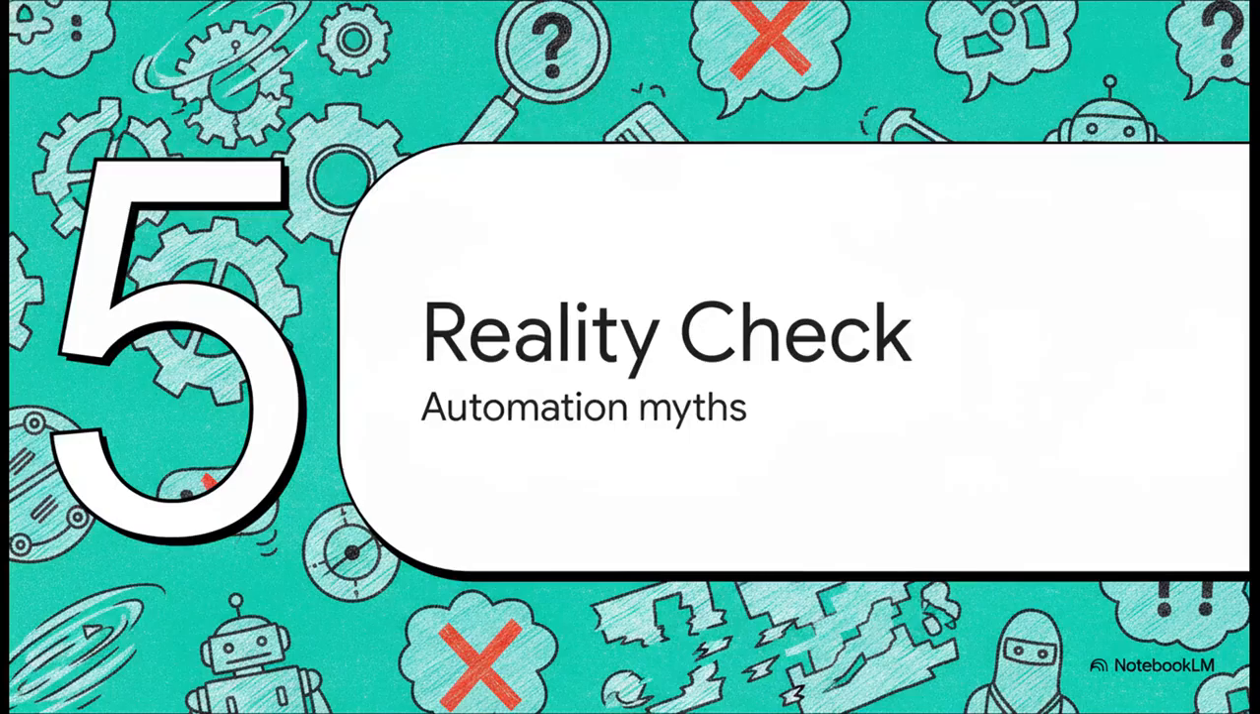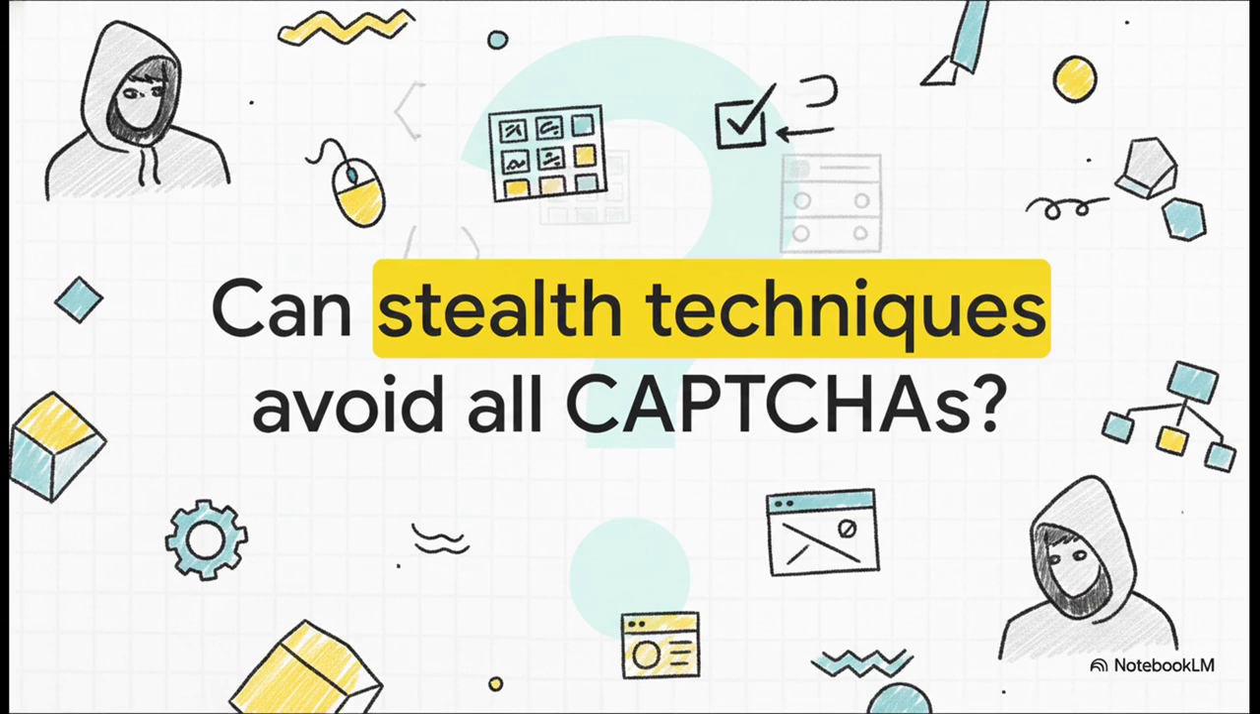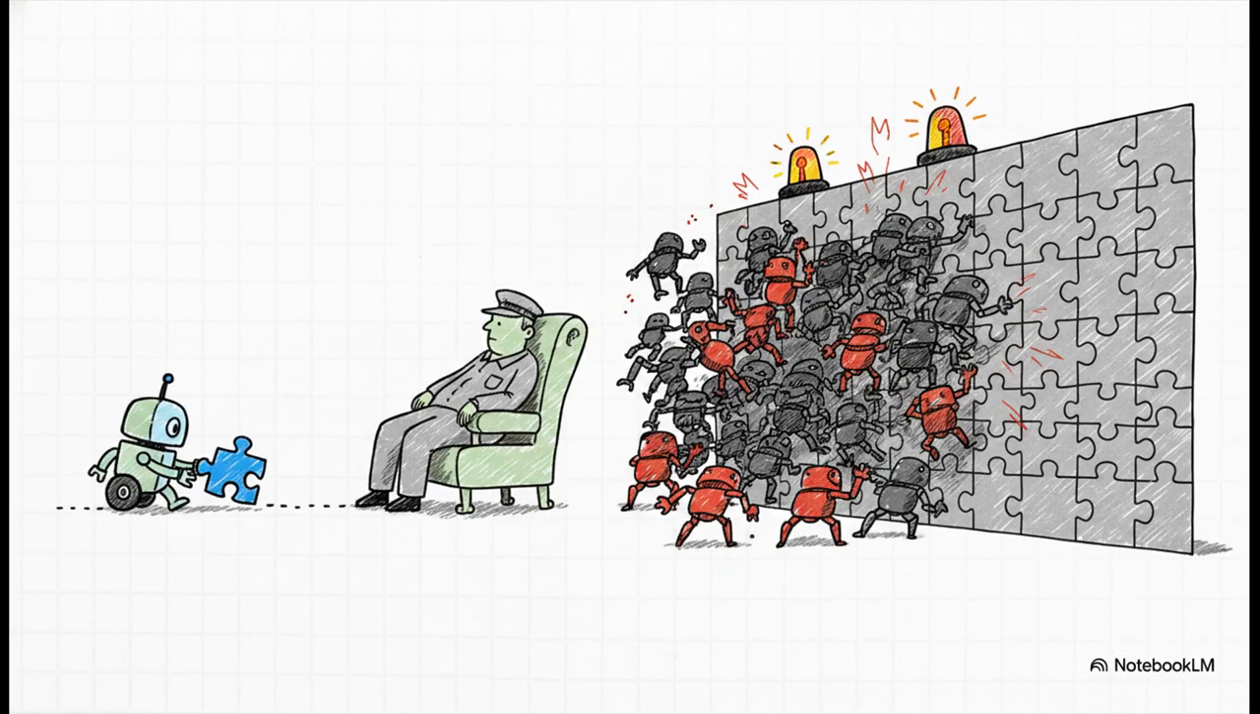and over. Section 5, Reality Check, CAPTCHA FAQs, Dismantling Common Automation Myths. All right, let's tackle the ultimate question everyone asks when they start scaling web scraping. Can stealth techniques avoid every single CAPTCHA? People plug in custom headers, they use stealth libraries, and they think they've found the holy grail to never see a challenge again. Well, here's the honest reality check.